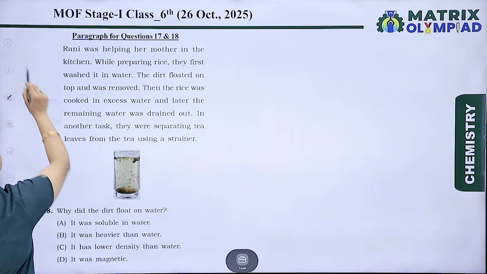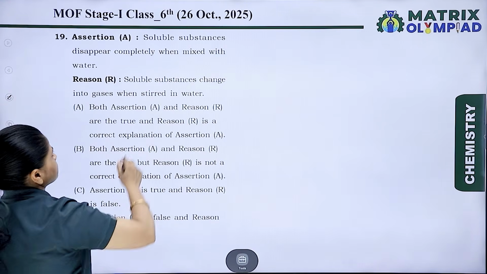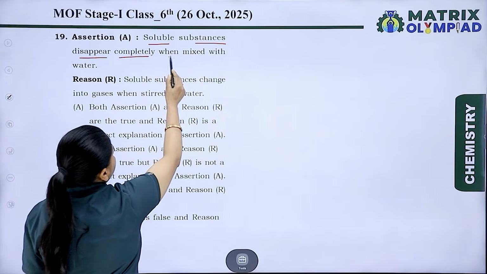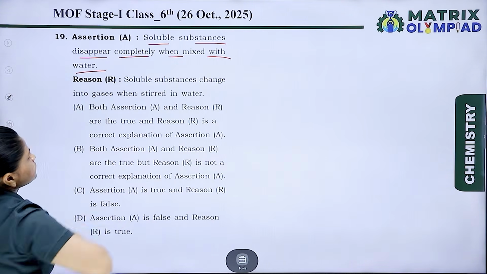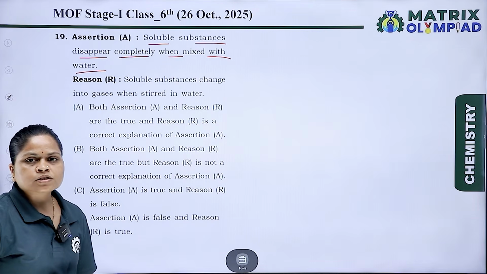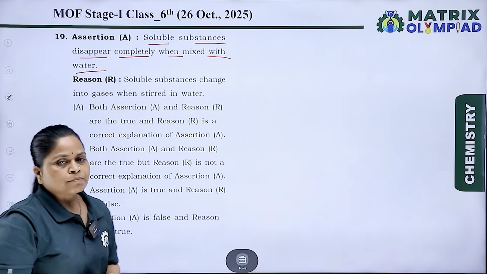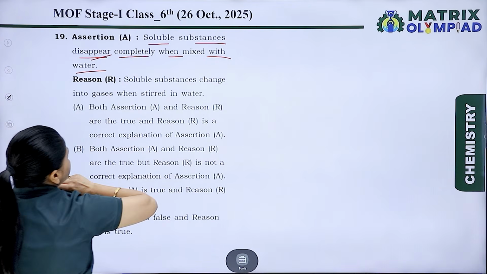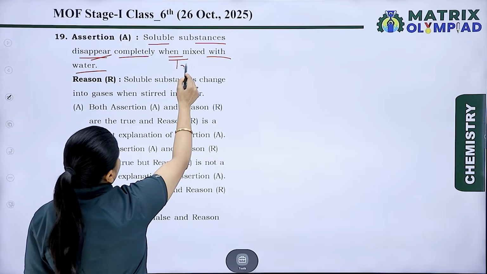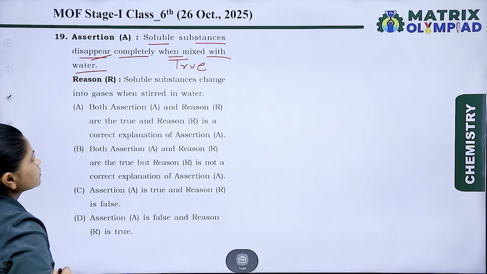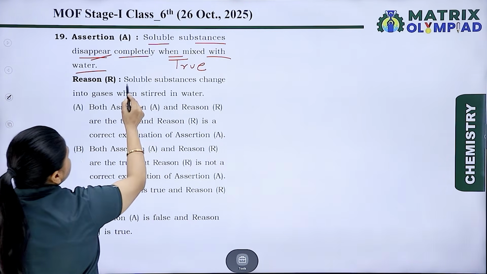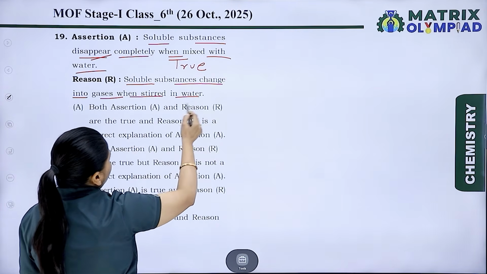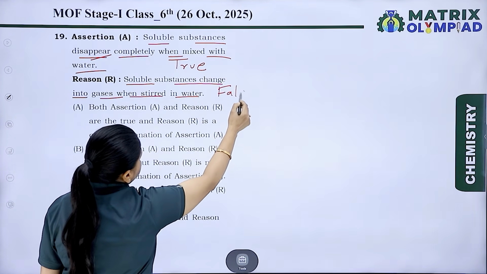Now the next question is assertion reason. Soluble substances disappear completely when mixed with water. Yes, this is true, because soluble substances mix in the same proportion, so they will completely disappear, and this is true for the question. Reason: soluble substances change into gases when stirred in water. No, this is a false statement.